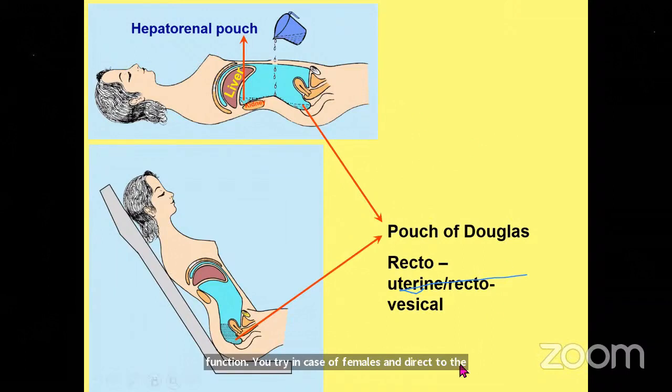So that concept also you should be knowing, pouch of Douglas. It is rectouterine in females, between the rectum and uterus, but in males you don't have the uterus and instead you have the bladder.